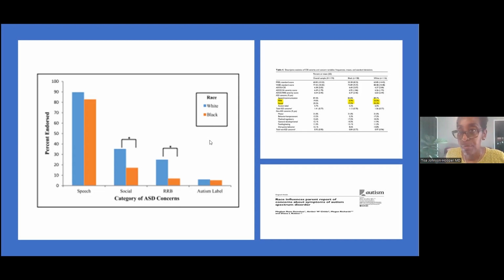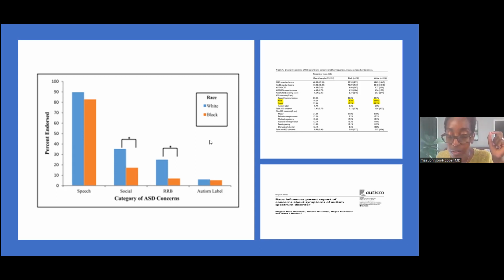Similar findings have definitely been found in Hispanic families. Having low awareness of autism has been reported as a barrier for Hispanic families accessing care. In one particular study, more than 85% of Hispanic caregivers who reported limited English proficiency indicated really a lack of knowledge about autism-specific symptoms.